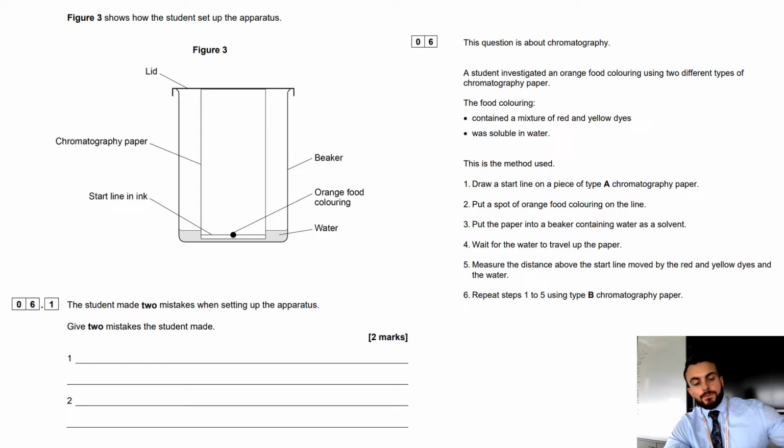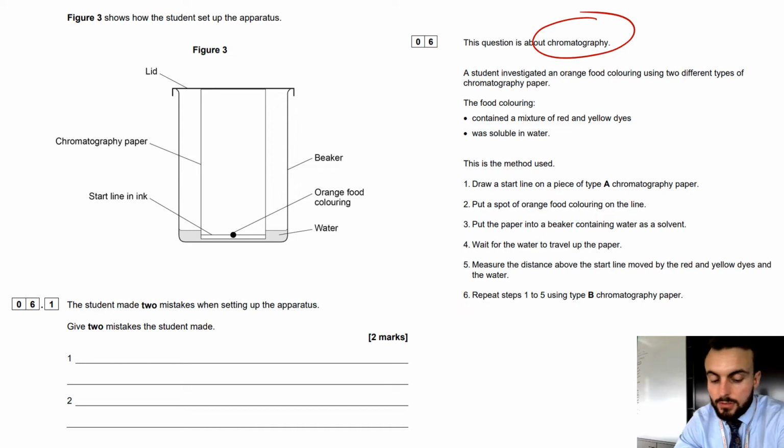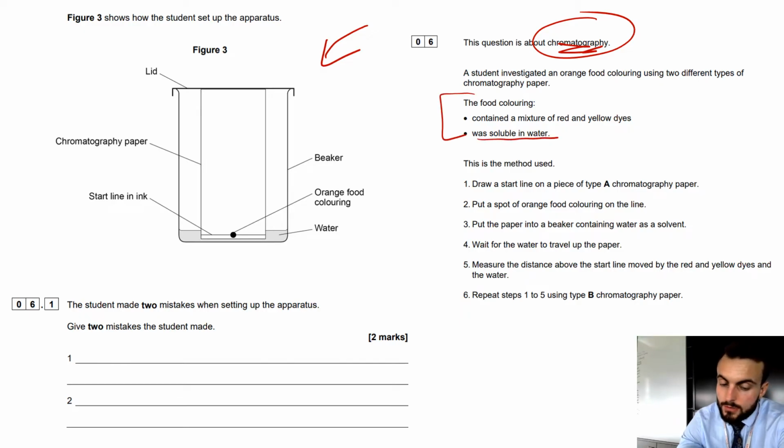Chromatography question. Figure 3 shows how the students set up the equipment. It even tells you in this that it's about chromatography, so as soon as you see that word, you should hopefully be thinking about this setup before you even see the picture. A student investigated an orange food colouring using 2 different types. The food colouring contained a mixture of red and yellow dyes and was soluble in water. And then this is the method.